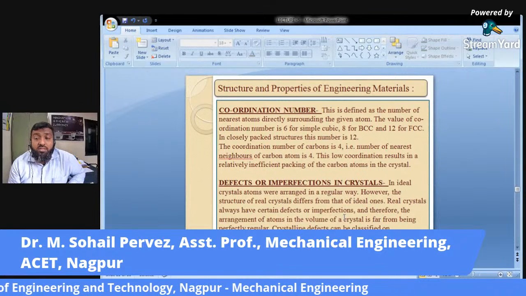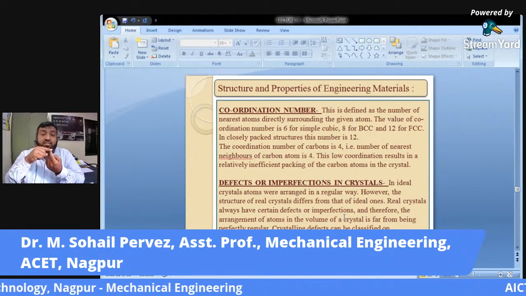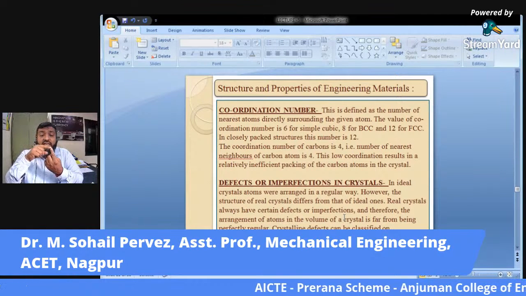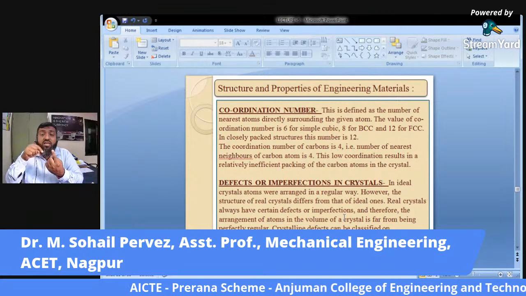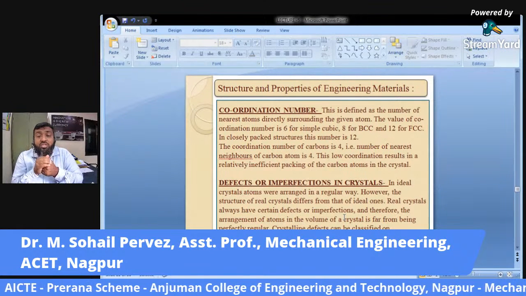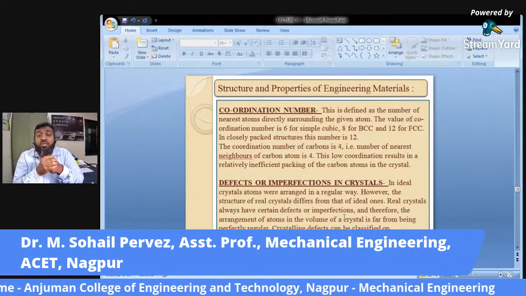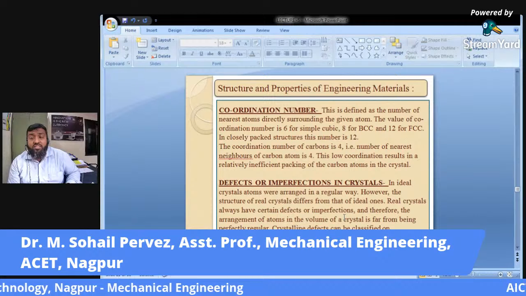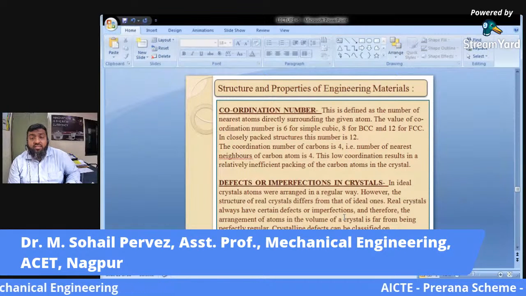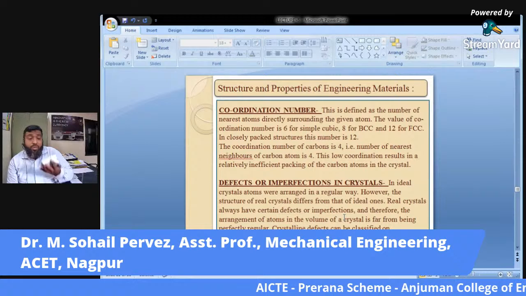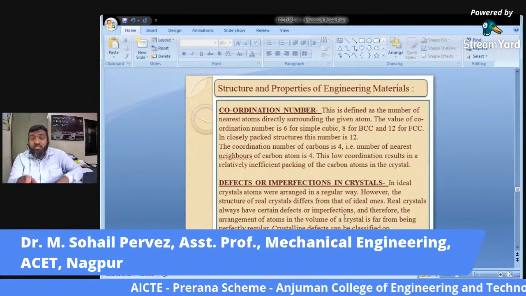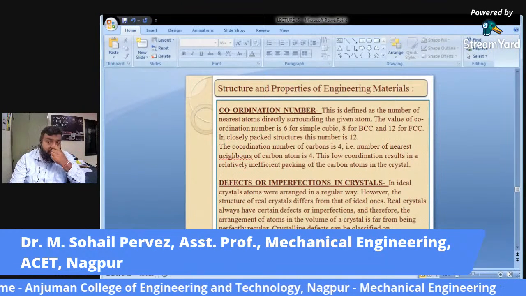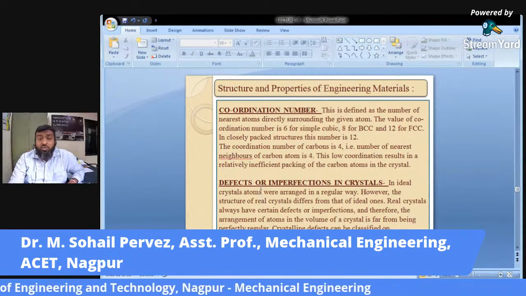Now, coordination number. Please mind well, the number of nearest atoms directly surrounding a given atom. The coordination number is 6 for simple cubic, 8 for body centered cubic, and 12 for face centered cubic. So in a close packed structure, this number is 12. Again, we'll have to explain all this, because first the definition will be there, and then based on this definition we'll explain the geometry, and we are going for that very soon.